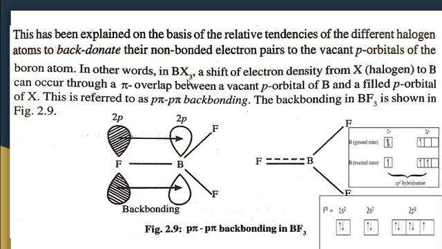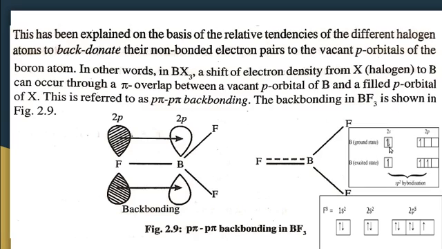In other words, in BX3, a shift of electron density from X, the halogen, to boron can occur through pi overlap between a vacant p orbital of boron and a filled p orbital of X. This is referred to as p-pi back bonding. The back bonding in BF3 is shown here. In BF3, boron has sp2 hybridization.